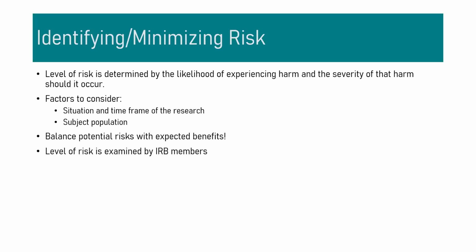So this really goes back to that beneficence thing that we were talking about earlier. That concept of beneficence is that we're trying to balance these potential risks with the potential benefits. And so the level of risk for each study is going to be examined by an IRB committee, and then its members will determine if the study's risk of harm is acceptable, and then they will usually make suggestions on how to change that level of harm when necessary.